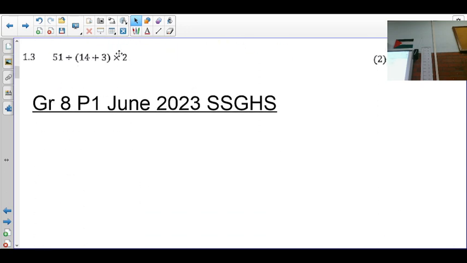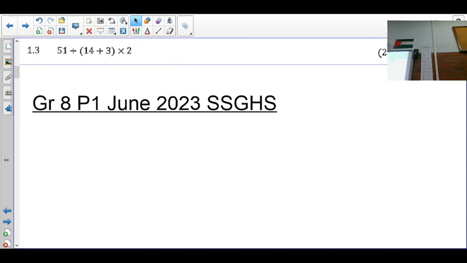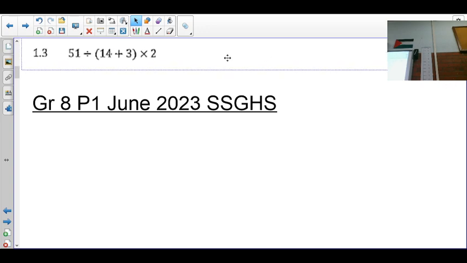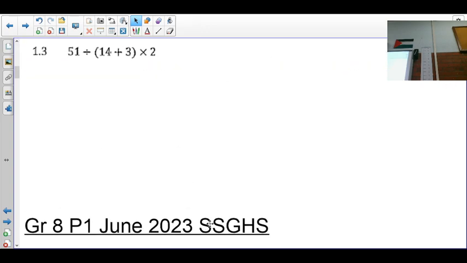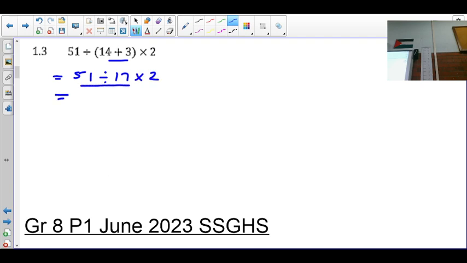Okay, look at 1.3. In 1.3 we are asked to simplify 51 divided by 14 plus 3, times 2. Again, the inner bracket first. So it's 51 divided by 14 plus 3, which is 17, times 2. Again, we do division first. 51 divided by 17 is 3, and 3 times 2 is 6. Good.